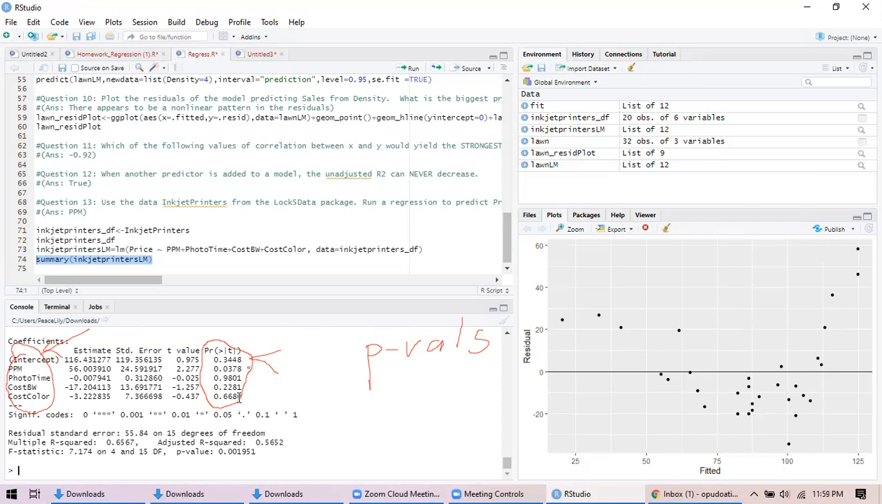Okay, so how is it significant again? It's significant if the p-value is less than 0.05, right? Yeah, 0.05. So which one of these values is less than that? It's right here. That one. That's the answer. That's how you pinpoint it. Yeah, it's just reading from a table.